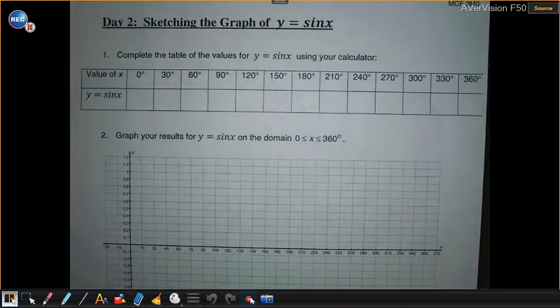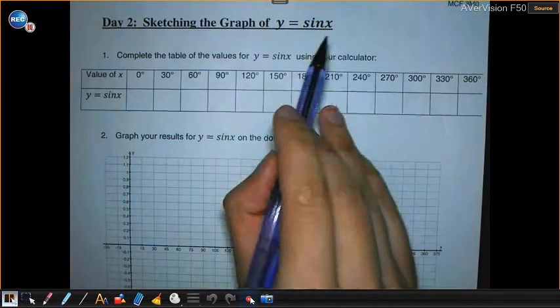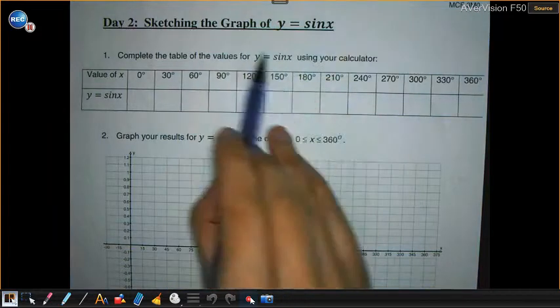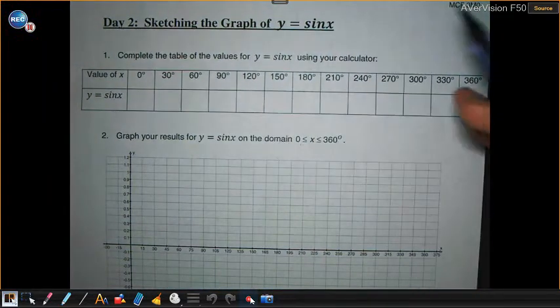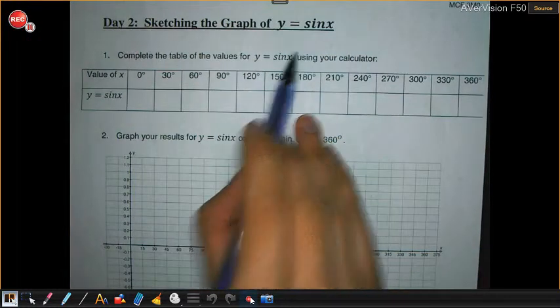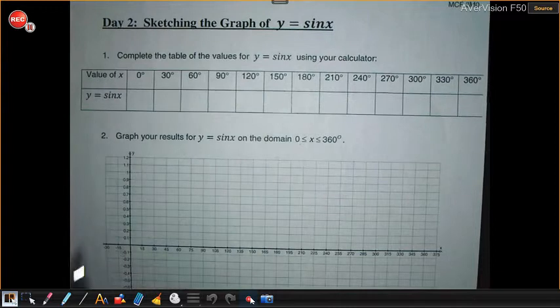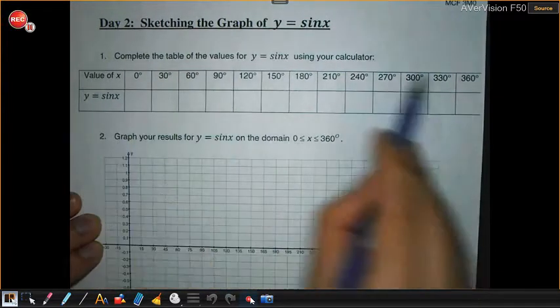Alright class, so what we're going to look at today is graphing the sine curve. Today we're just going to focus on graphing the basic sine curve, and then the next few days we'll be looking at the transformations of the sine curve. So to graph the basic sine curve, we're going to complete a table of values.